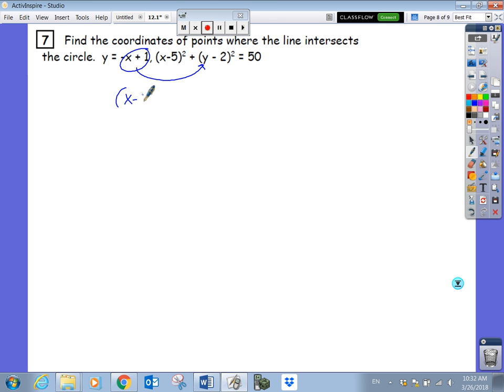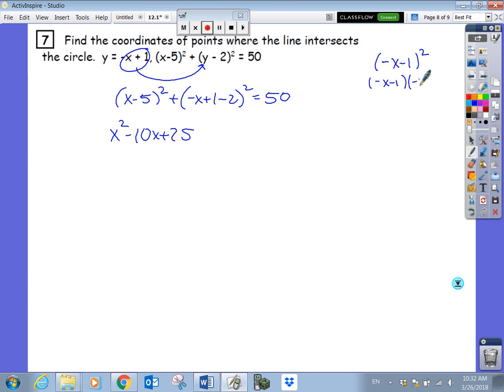So this becomes x minus 5 squared plus negative x plus 1 minus 2 squared equals 50. So here, x squared minus 10x plus 25, because that is x minus 5 times x minus 5. There's no such thing as distributing a squared to a polynomial. And then the negative x plus 1, you might not be able to do that in your head, but if you can't, negative x minus 1 squared is what that is, which is negative x minus 1 times negative x minus 1. All those negatives kind of confuse you a little bit.